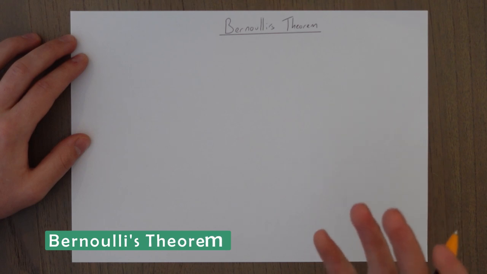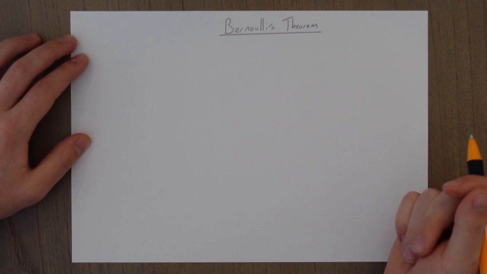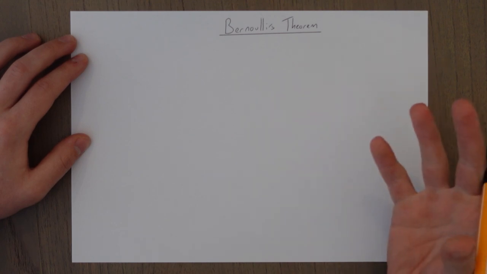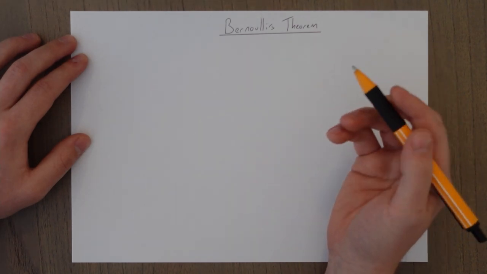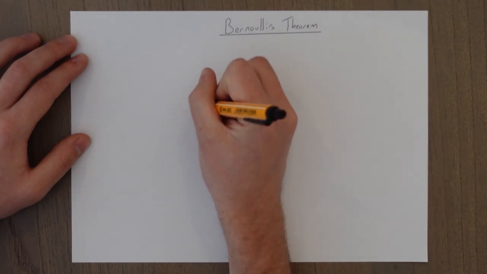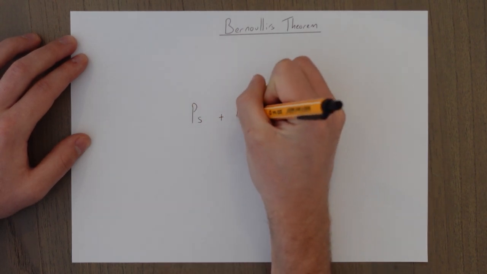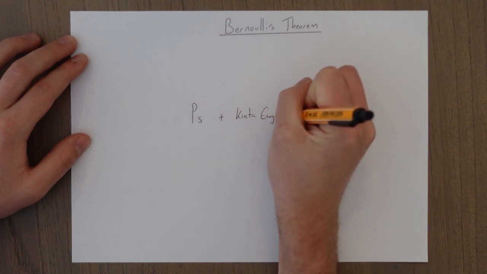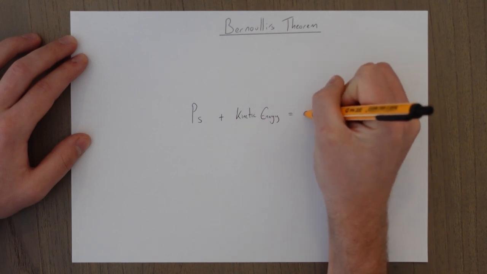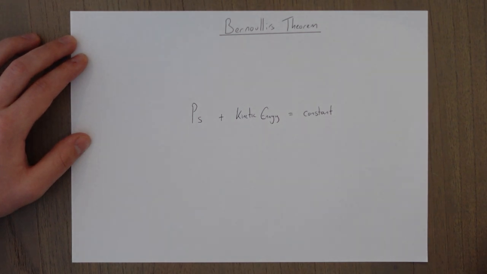So we just looked at how the theory of continuity applies to the mass of an ideal fluid through that Venturi tube. But what happens on the energy side of things? This is where we come to Bernoulli's theorem. Bernoulli's theorem states basically that the sum of the pressure, static pressure in this case, plus the kinetic energy must always remain constant in the flow of an ideal fluid. What in essence does that mean?